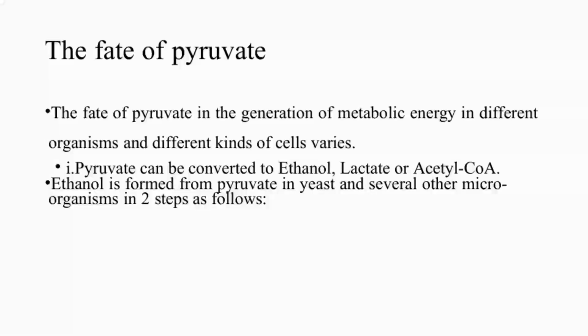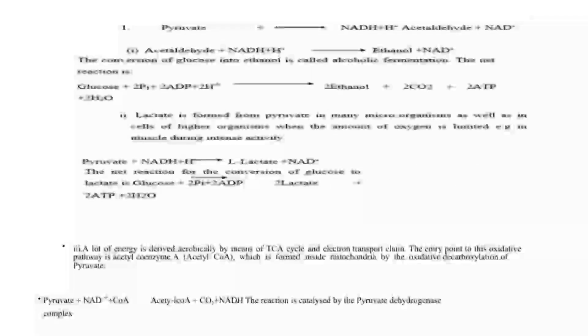A lot of energy in our bodies is produced aerobically, meaning in the presence of oxygen, primarily through the TCA cycle and the electron transport chain. Now, the starting point for this oxidative pathway is a molecule called acetyl coenzyme A, or acetyl-CoA for short. This molecule is crucial because it feeds into the cycle, enabling us to generate energy efficiently. Acetyl-CoA itself is formed inside the mitochondria, which are often called the powerhouses of the cell. The formation occurs through a process known as oxidative decarboxylation of pyruvate. So, pyruvate, which is a 3-carbon molecule, reacts with NAD+ and CoA to produce acetyl-CoA, along with carbon dioxide and NADH.